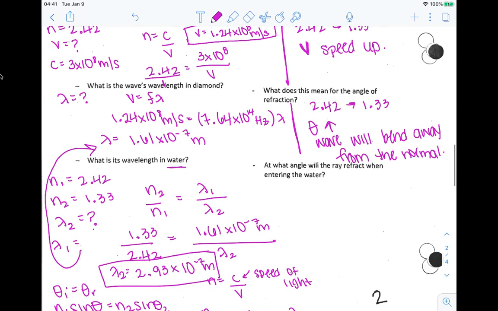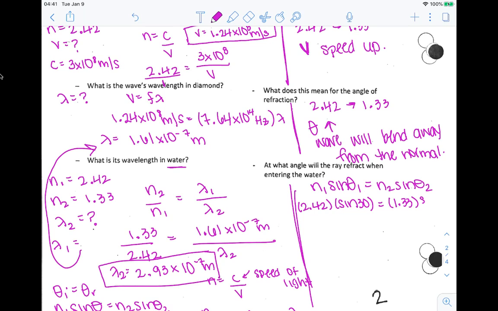At what angle will this ray refract when entering the water? Okay, here, if I'm looking for an angle, the only formula that we can use is n1 sine theta 1 equals n2 sine theta 2. n1 is my diamond, which is 2.42, times the sine of my 30 degrees that was given to me in the problem, is equal to n2, which is my water, 1.33, multiplied by the sine of theta 2. The first thing we want to do is get sine of theta 2 by itself. So divide by 1.33 on both sides.